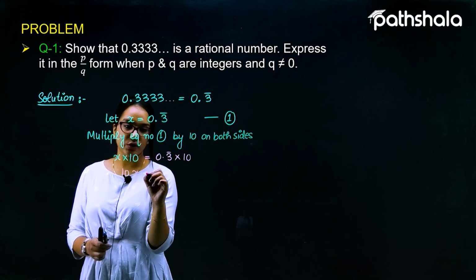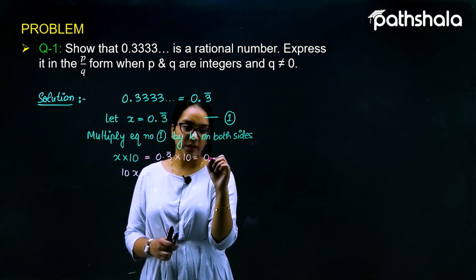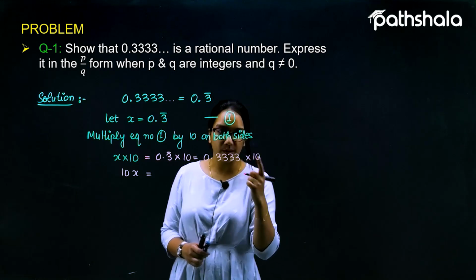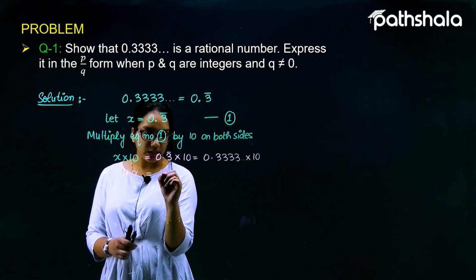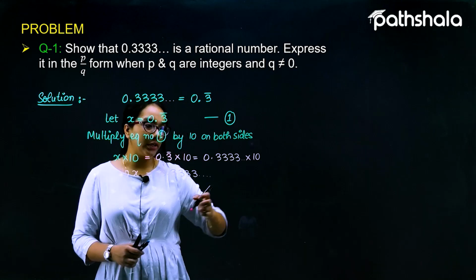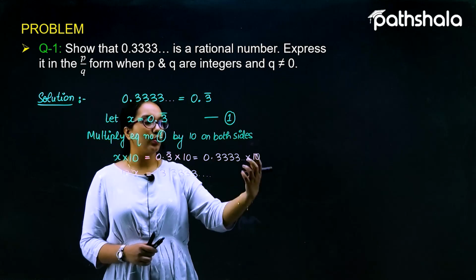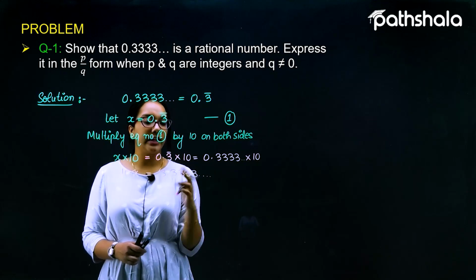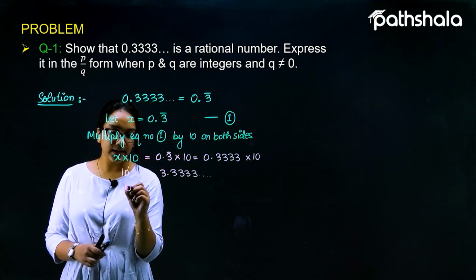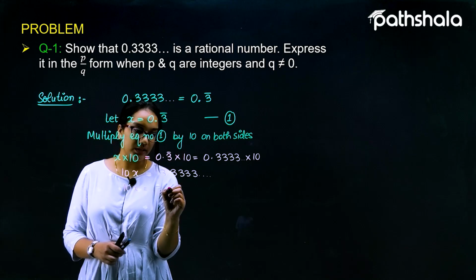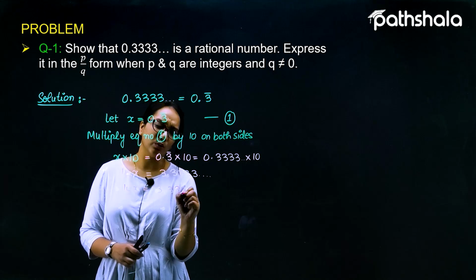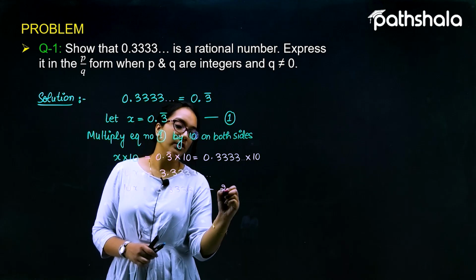It is 10x, which is equal to 0.3 bar, that means 0.3333 and so on, into 10. After multiplying with 10, it will be 3.3333, because we know how to multiply a decimal expansion by 10. We can also write it as 10x is equal to 3.3 bar, or let us suppose I'm taking it as 3.333, and I'm calling it equation number 2.